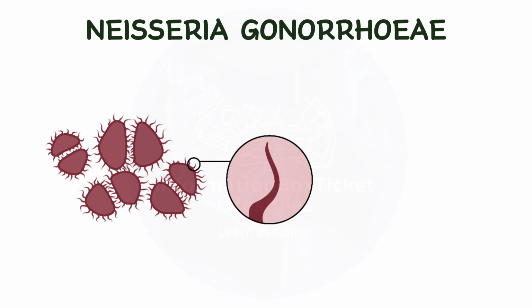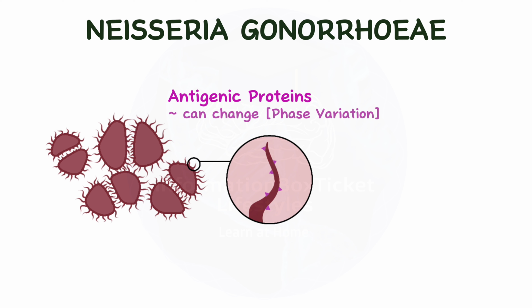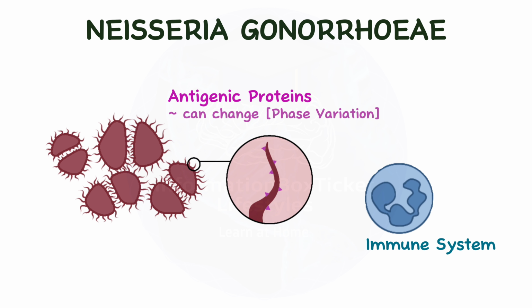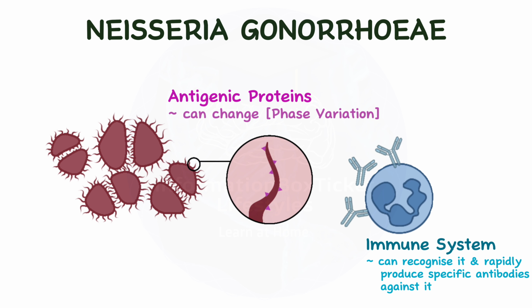Interestingly, N. gonorrhoeae pili are composed of antigenic proteins that can change with each infection, a phenomenon known as phase variation. Normally, when a particular bacterium causes an infection, the immune system retains a memory of that bacterium's antigen configuration. So, if the same bacterium infects again, the immune system can recognize it and rapidly produce specific antibodies against it.